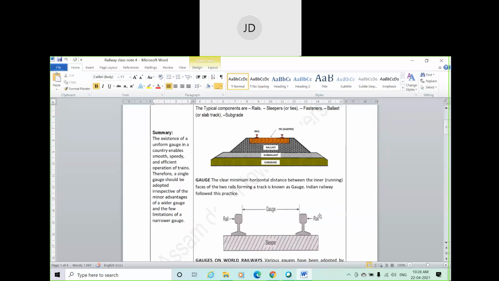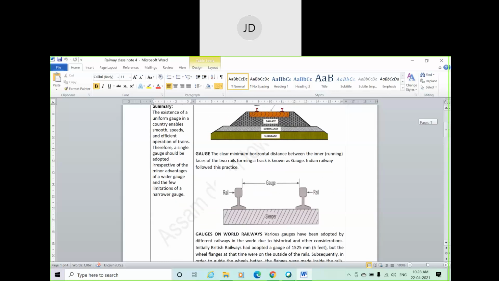So Indian Railway also follows this standard. In India we have a standard gauge, that means a standard track width. Here you can see the line diagram. On the sleeper, the rail is attached by the fastener. I think we already discussed the fastener also. Fastener is used to fix the rail with the sleeper, and the gap between the two rails is known as gauge.